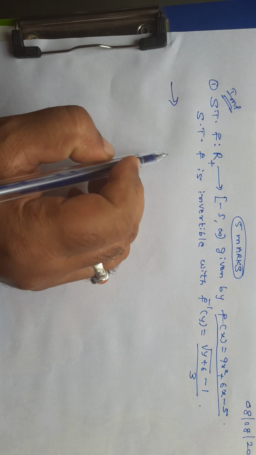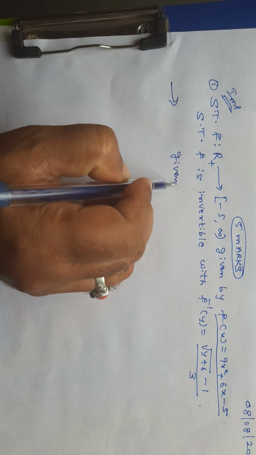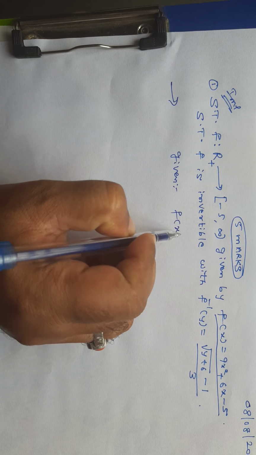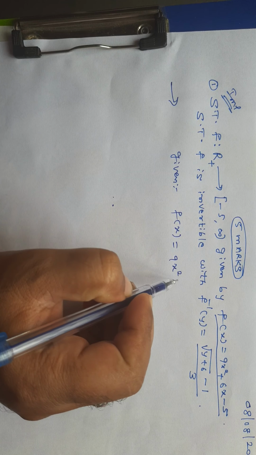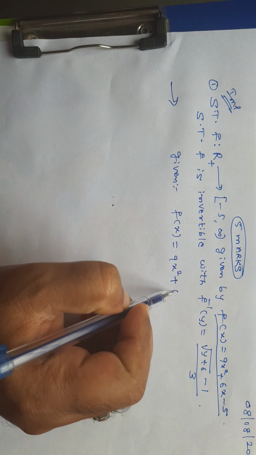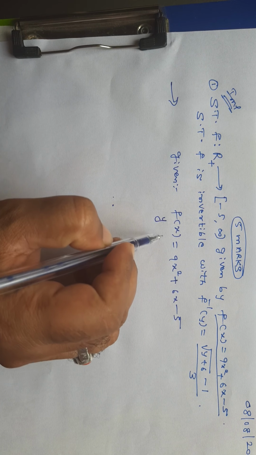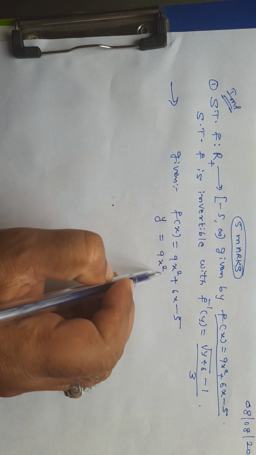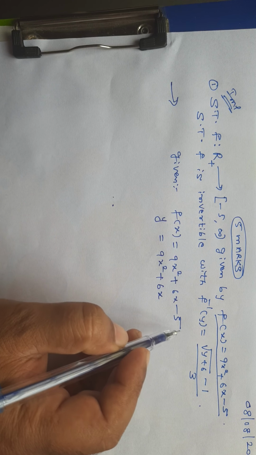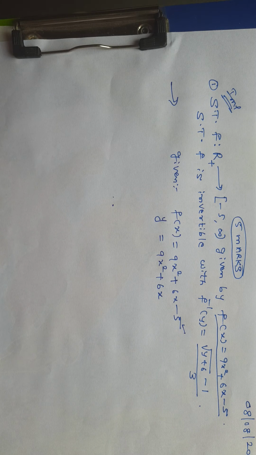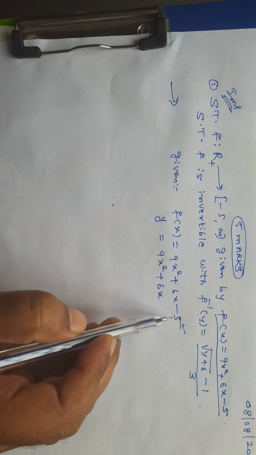See, follow the video carefully. So what is given here? f of x is equal to 9x square plus 6x minus 5. See, this f of x is y, write it as y. So 9x square plus 6x. Here the constant, observe, is minus 5. So here we have to write that minus 5.